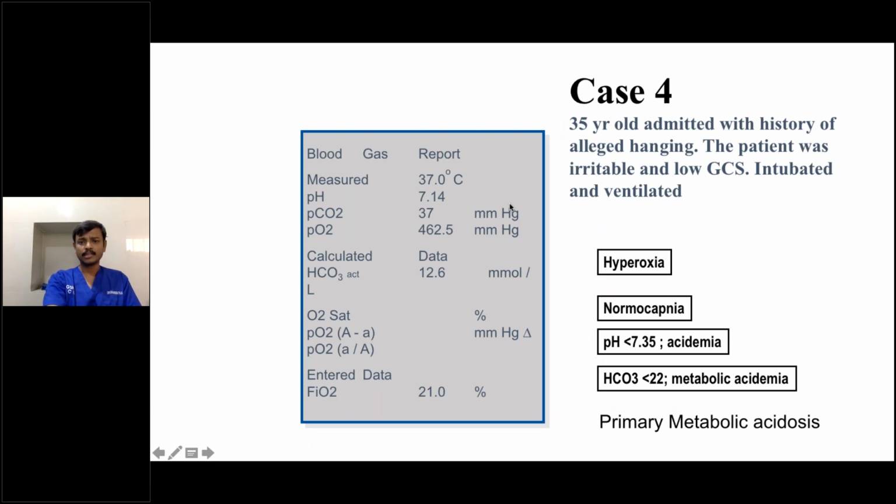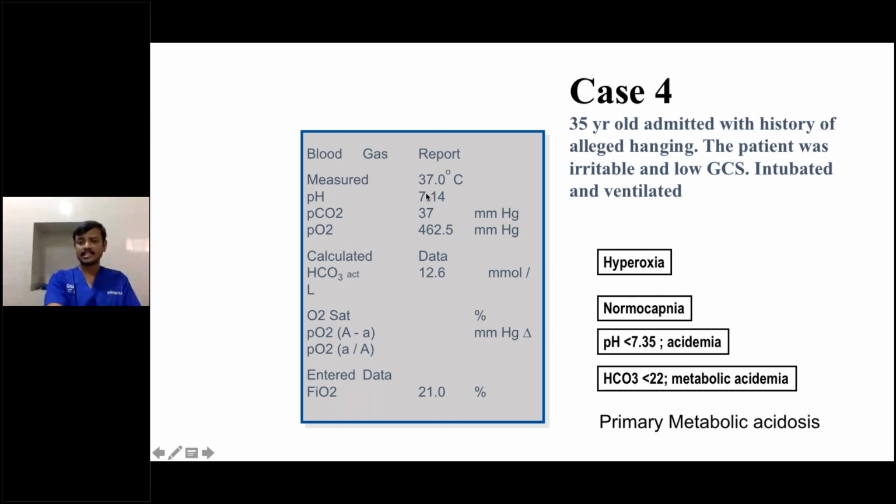Look at this patient, a 35-year-old adult with a history of hanging. The patient is irritable, has a low GCS, and is intubated and ventilated. Here they are seeing oxygen. Oxygen is showing hyperoxia, very high oxygen. So the patient may be ventilated with an FiO2 of 100%. You have to reduce the FiO2. Look at the ventilation status also. Ventilation is normal. Normocapnia is there. That's good actually. Look at the pH.